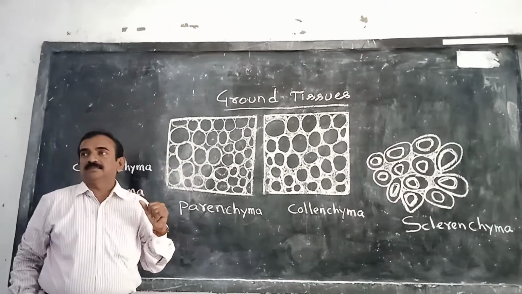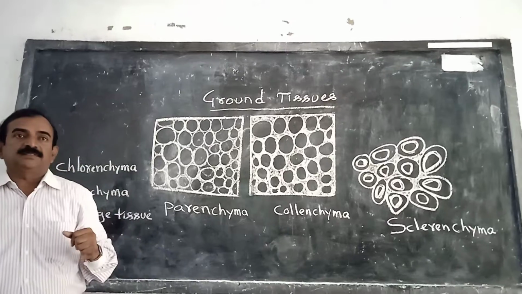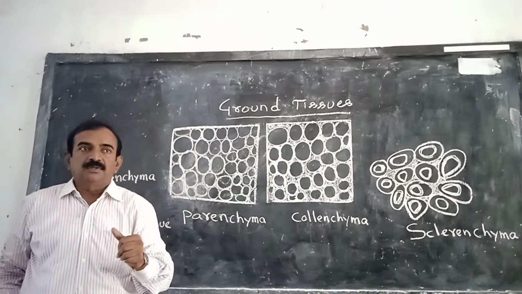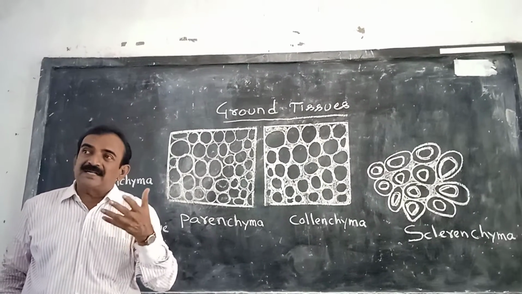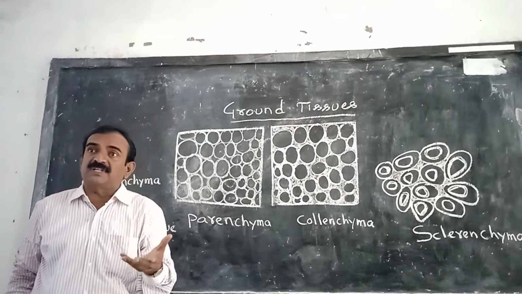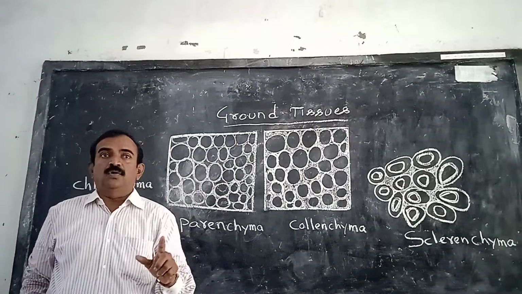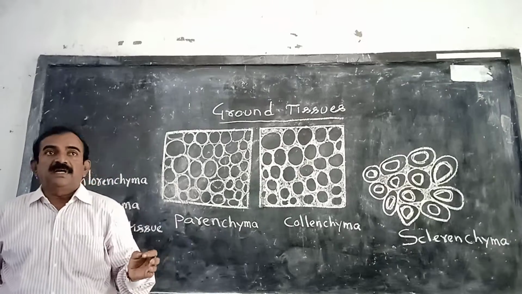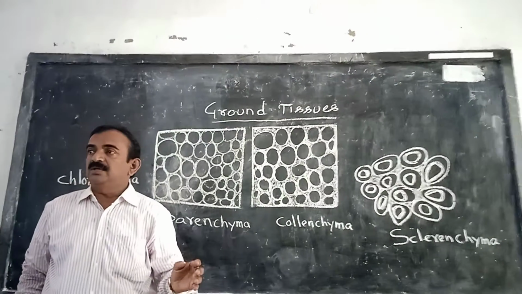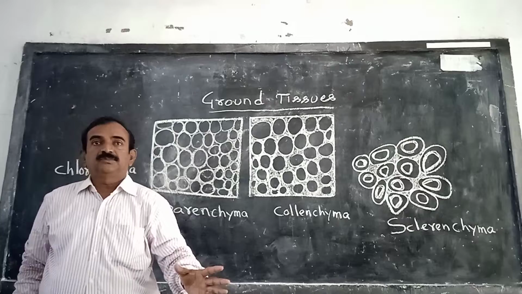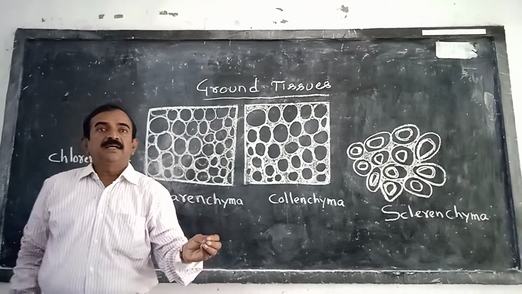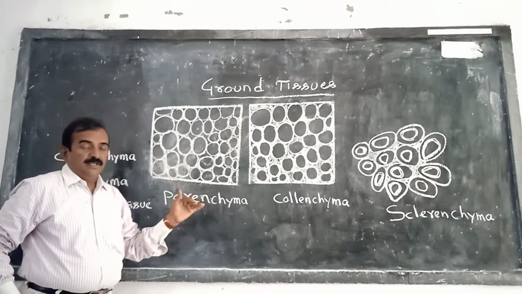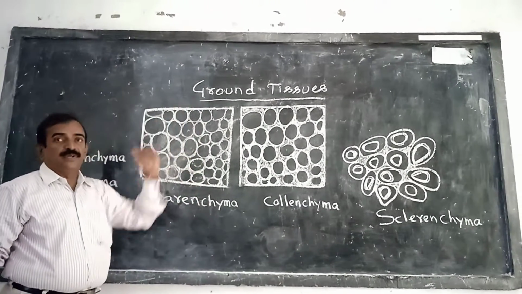Discussing plant tissues. We already discussed the major types of plant tissues. Tell me, how many major types of tissues are present in plants? Four. What are they? Meristematic tissue, ground tissue, vascular tissue. These are the major tissues present in plants. Today we are discussing ground tissues.